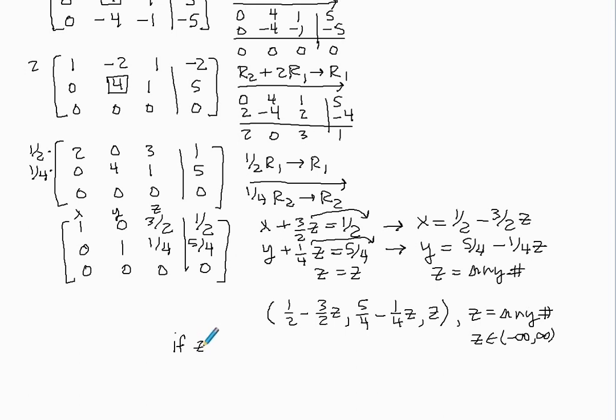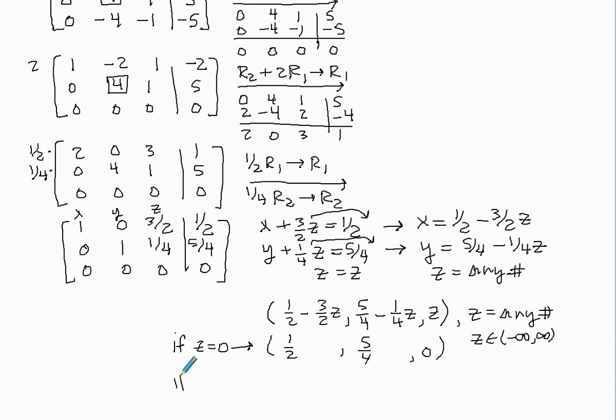So for example, if z equals 0, then that'll give you 1/2 minus 3/2 times 0. So that'll just be 1/2. And then 5/4 minus 1/4 times 0, well, that'll just be 0, so 5/4. And then the z value that we picked to be 0. So that's one solution, 1/2, 5/4, 0.